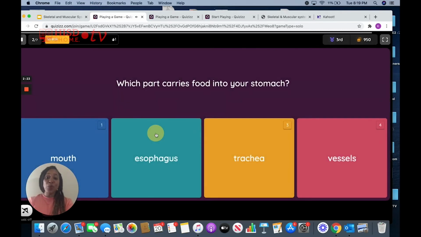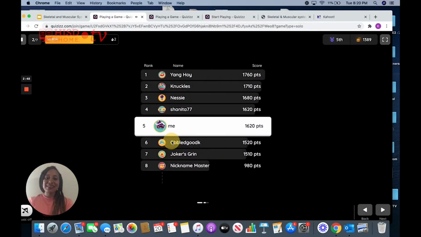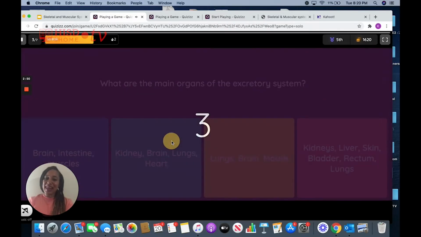Number 2, which part carries food into your stomach? So out of the organs below, which one brings the food into your stomach? Any ideas? The trachea? Well, it is a tube, but does it go to your stomach? No. So this answer is esophagus. Very good. I knew you all were listening to me last week.